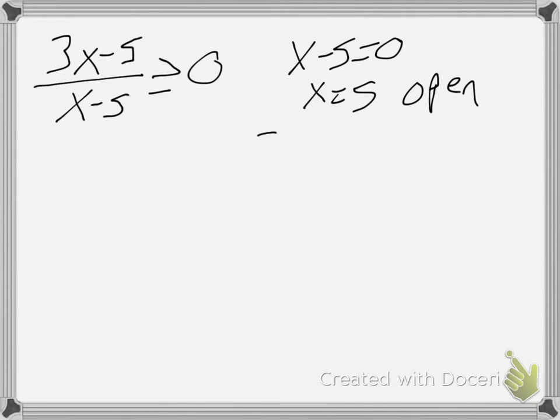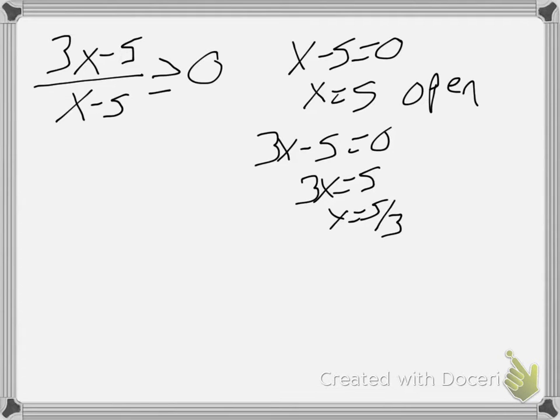And then I have 3x minus 5 equal to 0. So 3x equals 5, x equals 5/3. Now there's nothing wrong with having a 0 in the numerator, so that's going to be a closed circle.